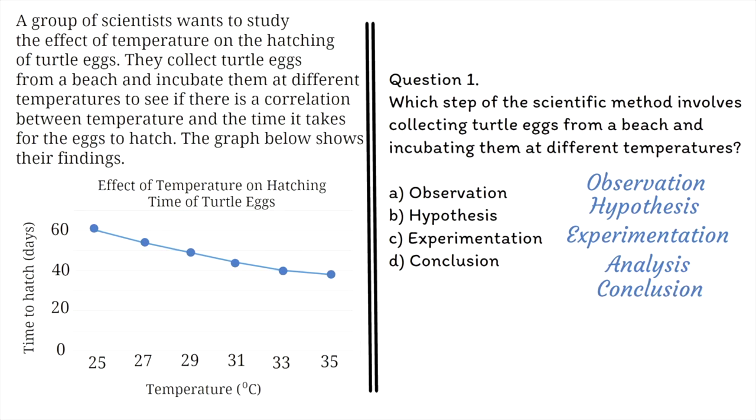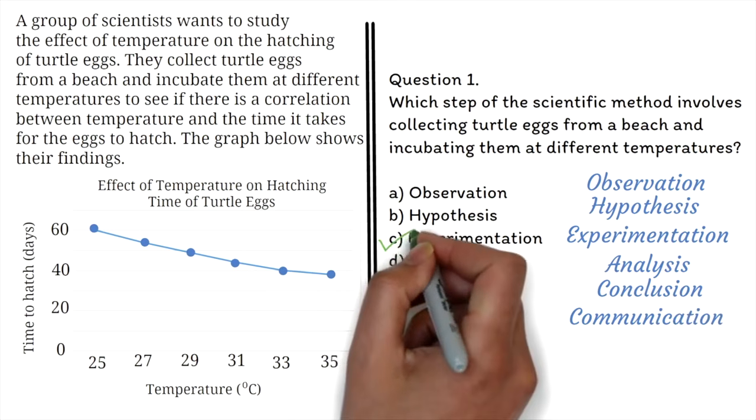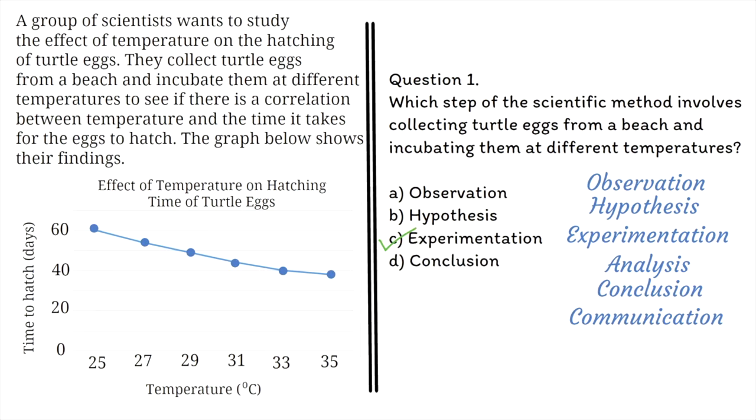Please note that there are different variations of these steps, but the idea is always the same. The most common one is the addition of communication as the last step. For this question, the correct answer is C. Experimentation. This step involves designing and conducting experiments to test the hypothesis formulated. In this case, the scientists are manipulating the temperature of the eggs to determine if it has an effect on the time it takes for them to hatch.